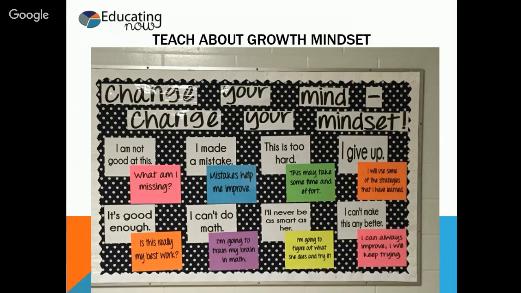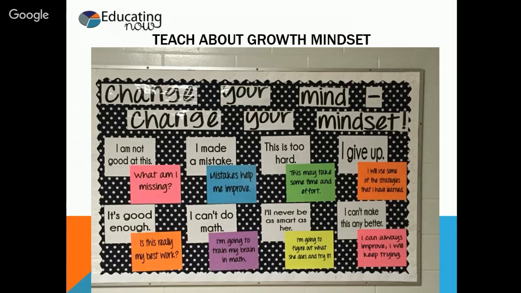So check out Growth Mindset. Jo Boaler on her site, YouCubed, also has a whole bunch of videos. It's all free on growth mindset. We use those at our school. I love this bulletin board. I think I found this on Pinterest. And what you'll see in the white are kind of the fixed mindset statements that students would make. And on the colored paper are growth mindsets.